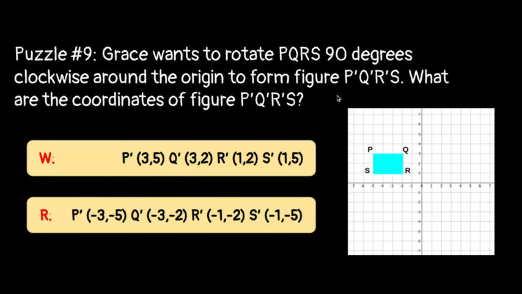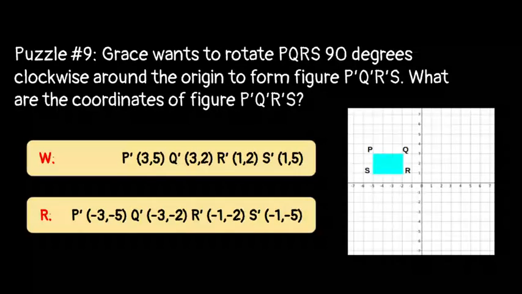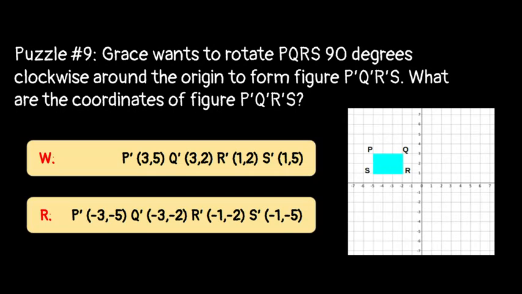For puzzle 9 here, we see that Grace wants to rotate rectangle PQRS 90 degrees clockwise. And again, we are on question 4 of page 102. She wants to rotate it 90 degrees clockwise around the origin to form figure P prime, Q prime, R prime, S prime. We need to find out what the coordinates of our figure P prime, Q prime, R prime, S prime are. So again, remember when you rotate it 90 degrees clockwise, it's going to move one quadrant to the right. So we know that it will be in this quadrant here.